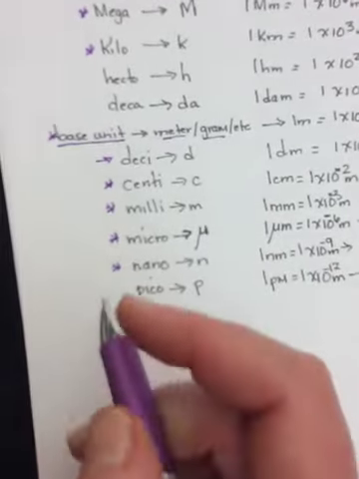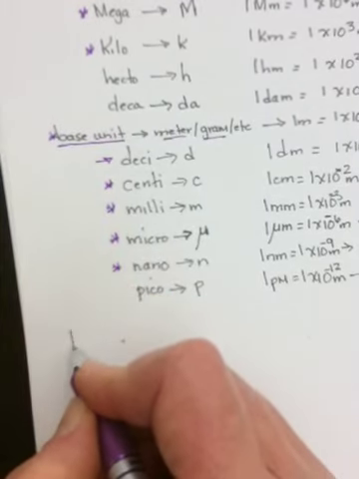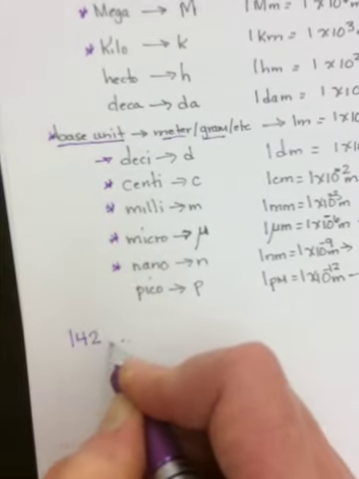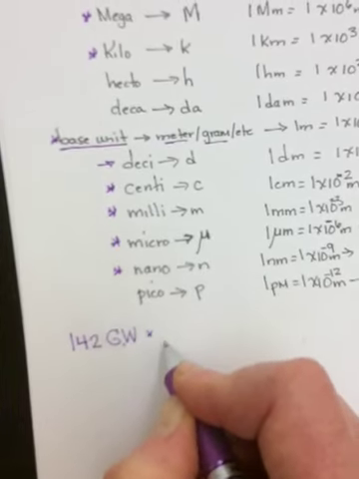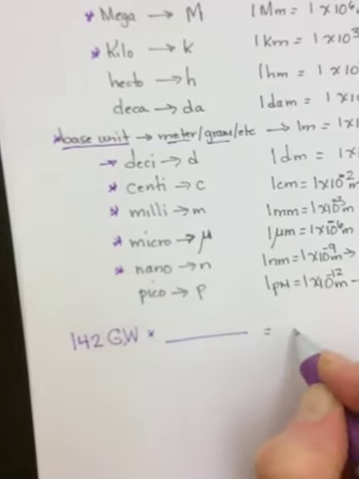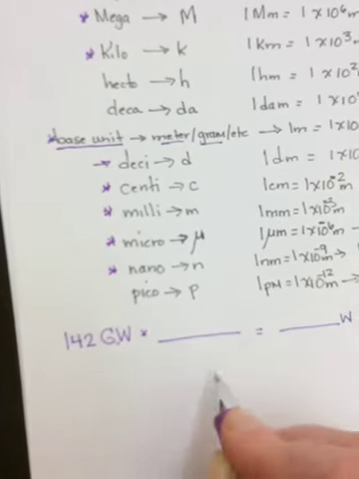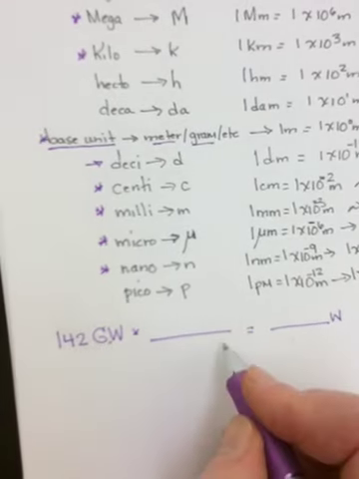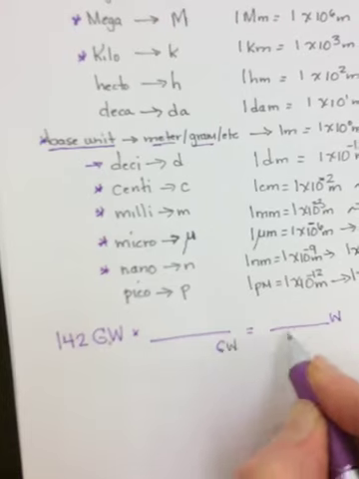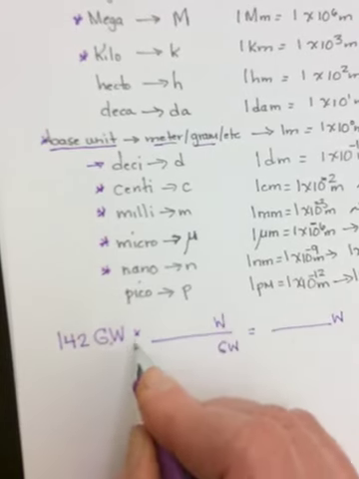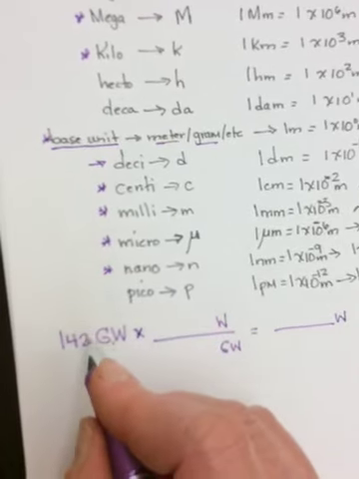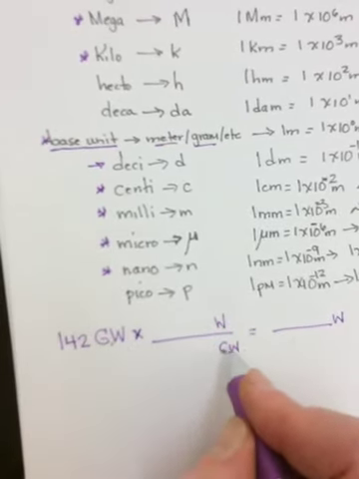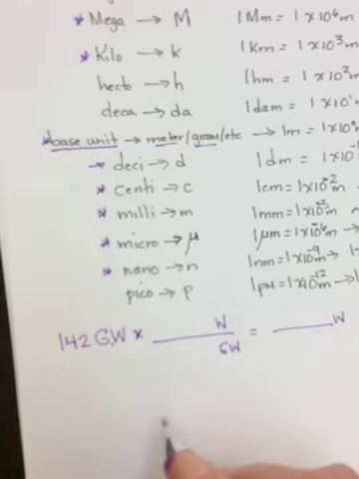So when we get to conversions then, let's suppose we have 142 gigawatts, and I want you to convert that into something in watts. So we want to get rid of the gigawatts, which means it needs to go on the bottom, and we want to be left with the watts. So when we remember, the conversion factor has to be equal to 1, and when we put the gigawatts on the bottom, it'll cancel out, and then we'll be left with just the watts.